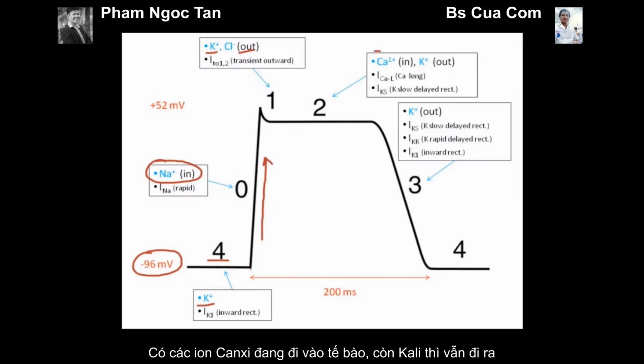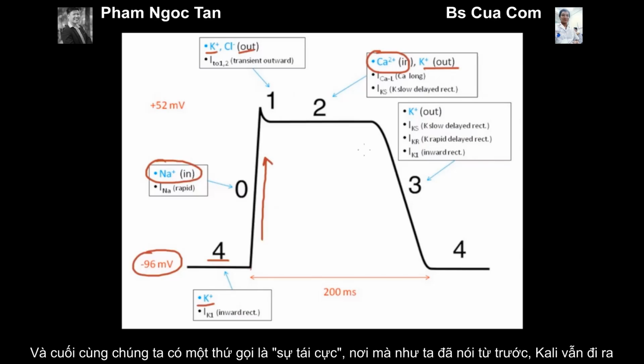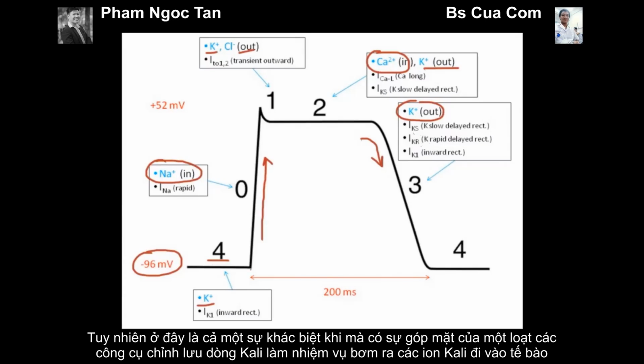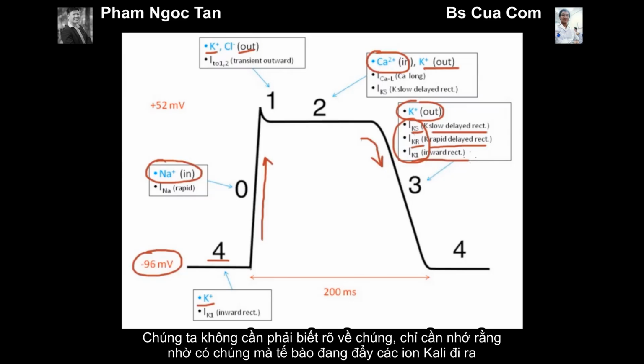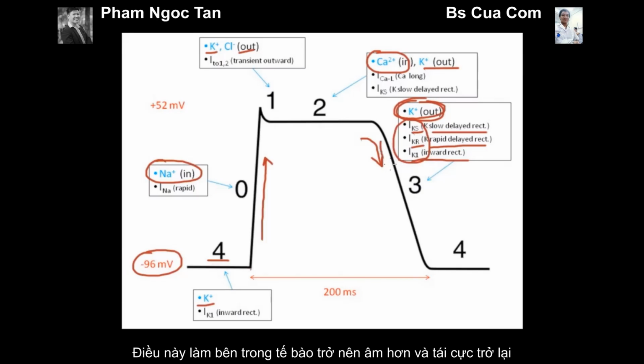There is a calcium which comes into the cell. Potassium is still leaving. And then finally, we have something called repolarization, where, as we mentioned, potassium is still leaking out, but we have a bunch of potassium rectifiers that are pumping that potassium back in. So we have slow delayed rectifier, rapid delayed rectifier, and inward rectifier. We don't need to know those, but as those potassium cells are actually basically leaving, potassium is leaving, that's going to cause this to become more negative and back down to repolarization.